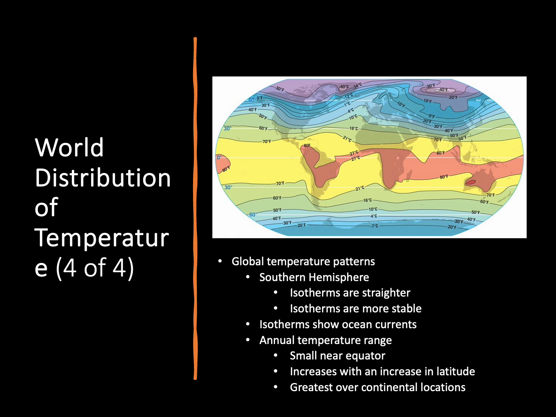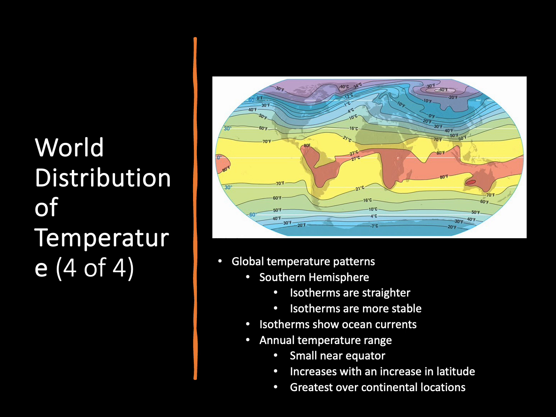So the reason why the isotherms look straighter in the southern hemisphere and are more stable and don't change as much is due to the fact that the southern hemisphere is mostly water. Because it takes a lot of time and energy to heat up or cool water, it doesn't change a lot in the southern hemisphere. The northern hemisphere, though, because it's mostly continents, is going to heat up and cool down quickly throughout the year. So we'll see that our isotherms change a lot more in our northern hemisphere because of this.